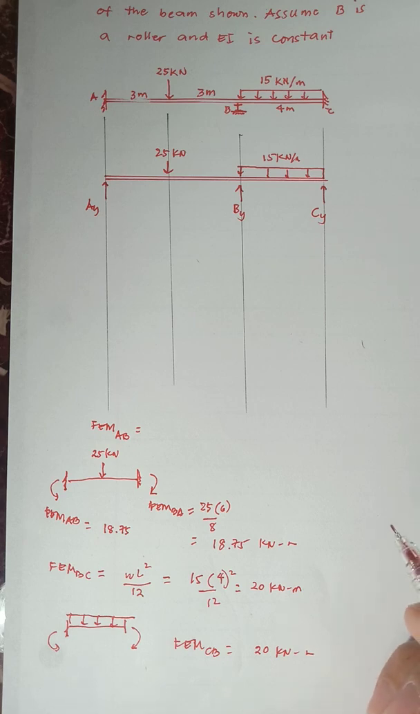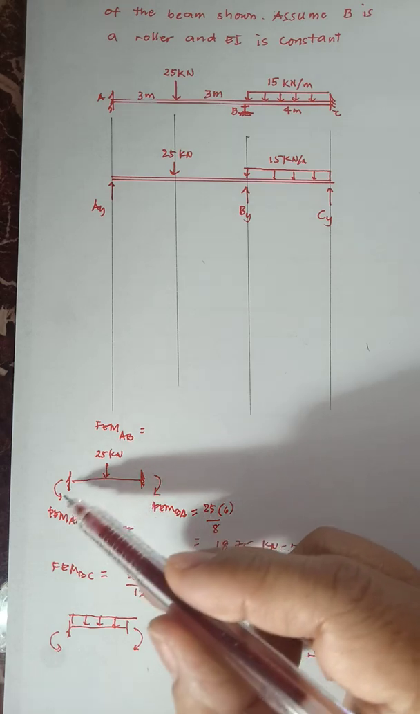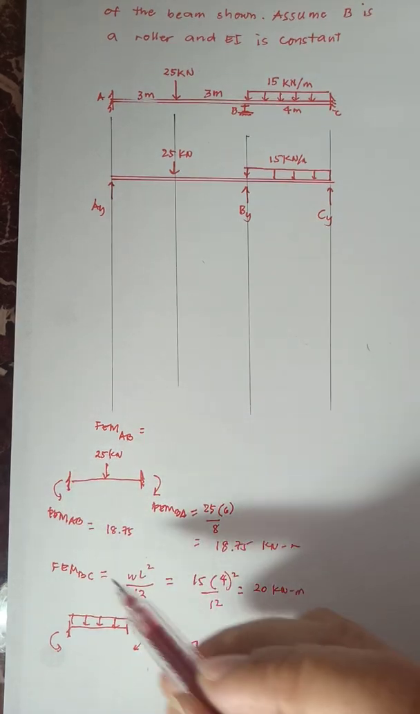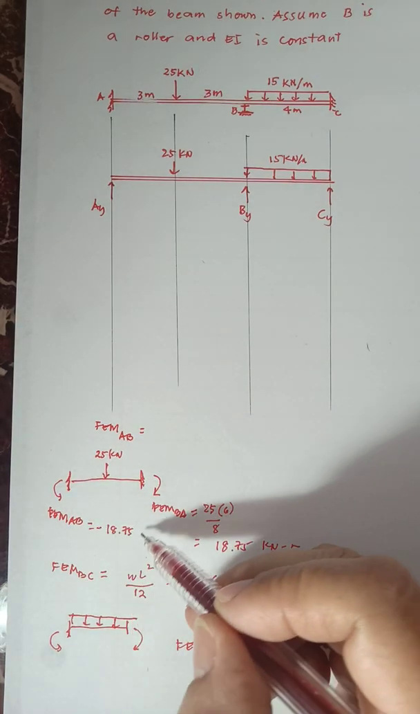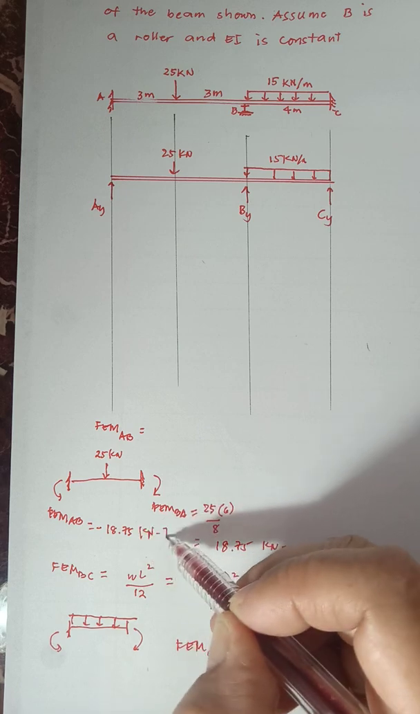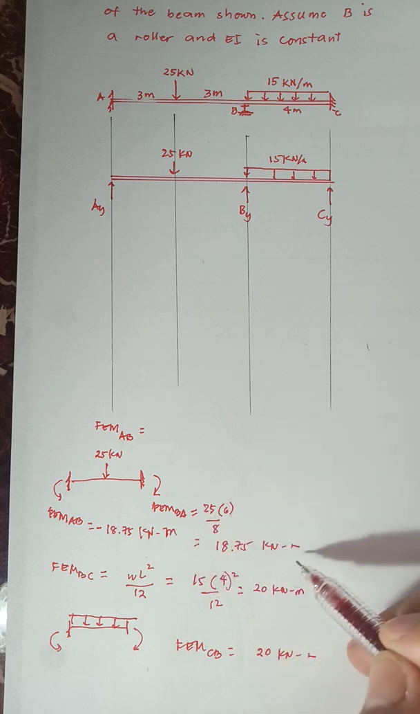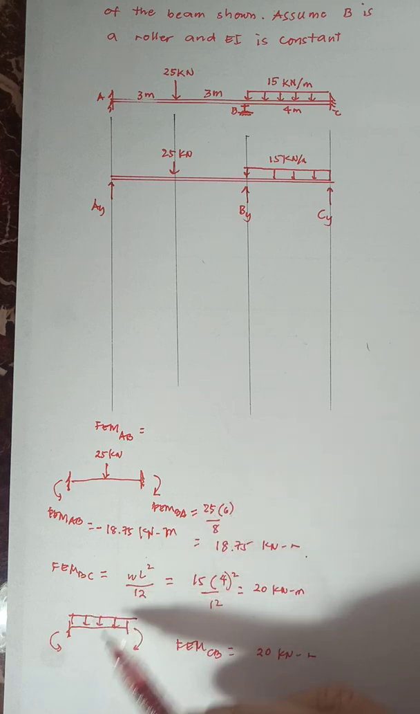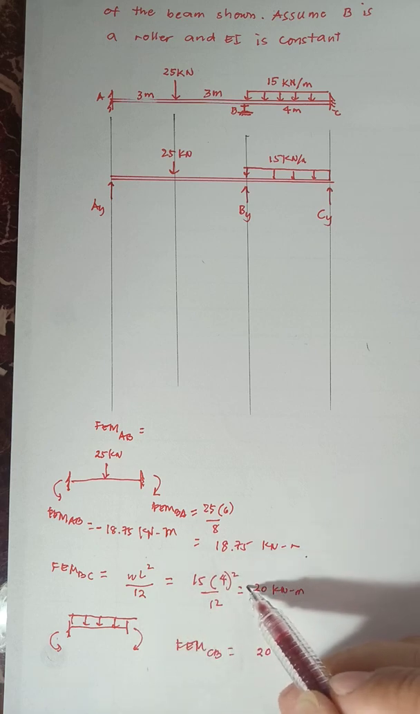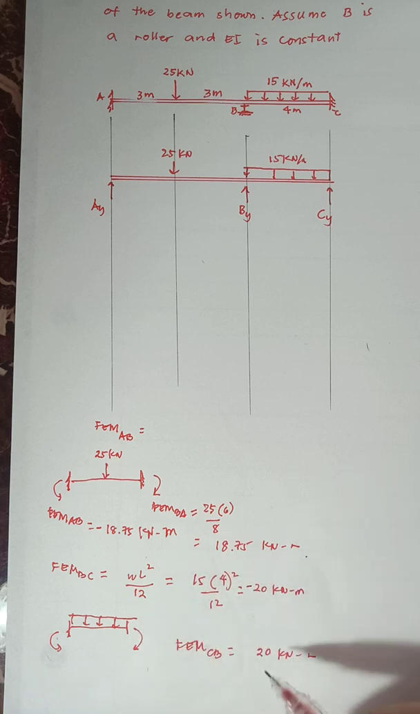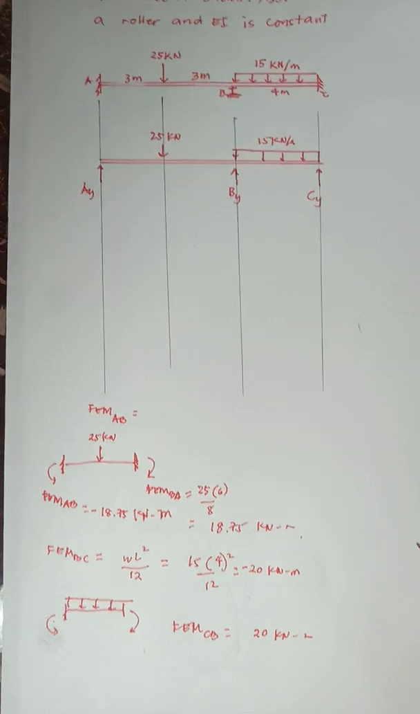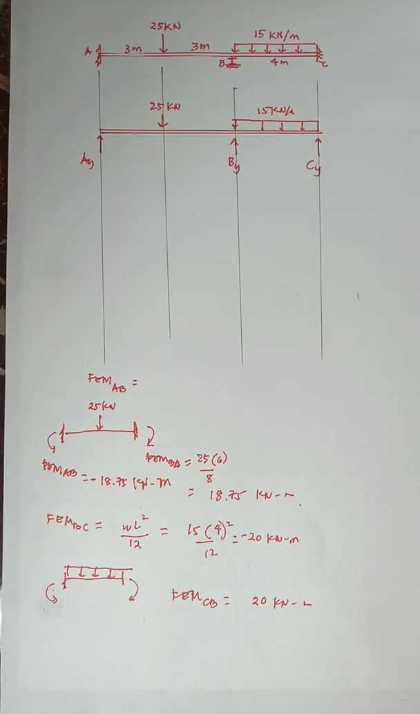But you have to take note of our sign convention. We said that end rotation is positive if clockwise. So our AB is counterclockwise, so this will be negative 18.75 kilonewton meter. Then FEM BA is positive, FEM BC is negative, and FEM CB is positive. Okay, so those are our fixed end moments.